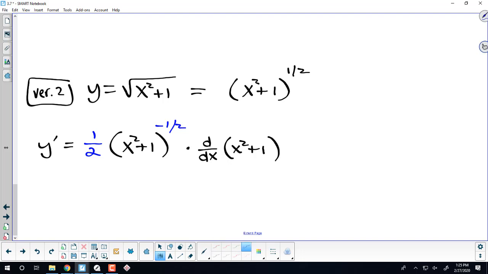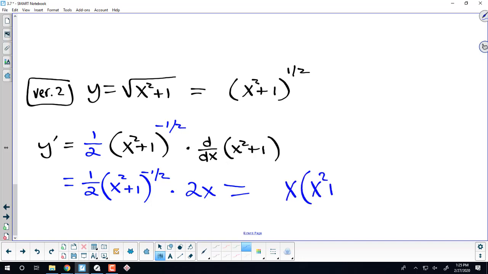So we have 1/2 times the quantity x squared plus 1 to the negative 1/2, times the derivative of x squared plus 1, which is 2x. So once again, combining the 2 and the 1/2, we have the same result we had above from version 1.